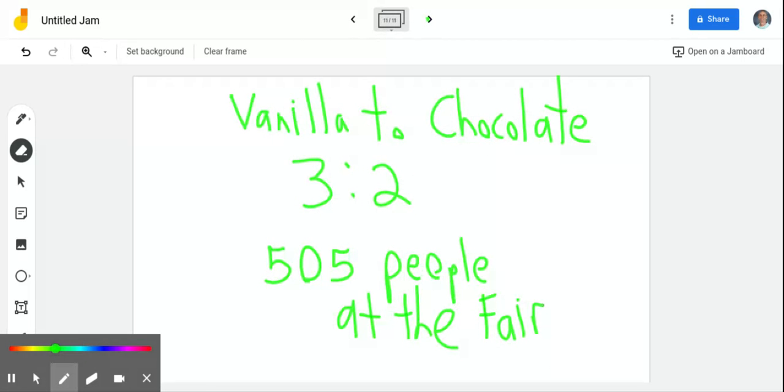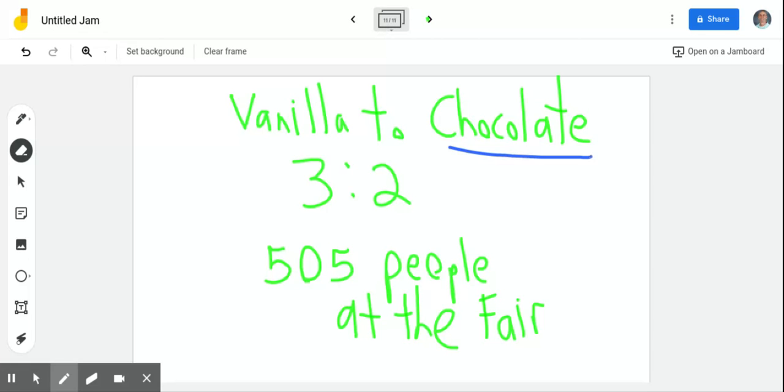Okay, another example. I'm going to shorten up my word problem. All right, let's just say there is a ratio of 3 to 2 of people who like vanilla to chocolate. So vanilla to chocolate is a 3 to 2 ratio. People surveyed at a fair. There's 505 people at the fair. How many people at the fair like chocolate? The ratio is 3 to 2, vanilla to chocolate, 505 people at the fair.